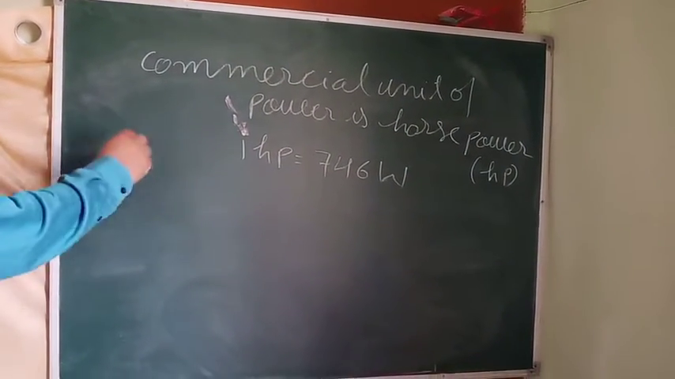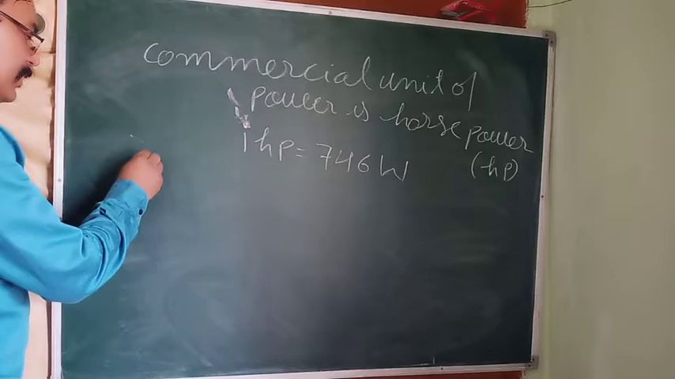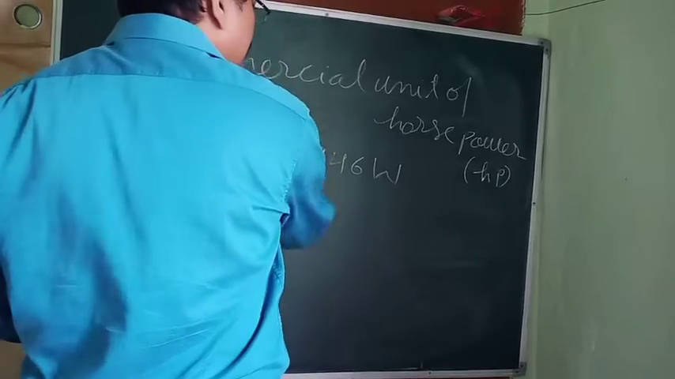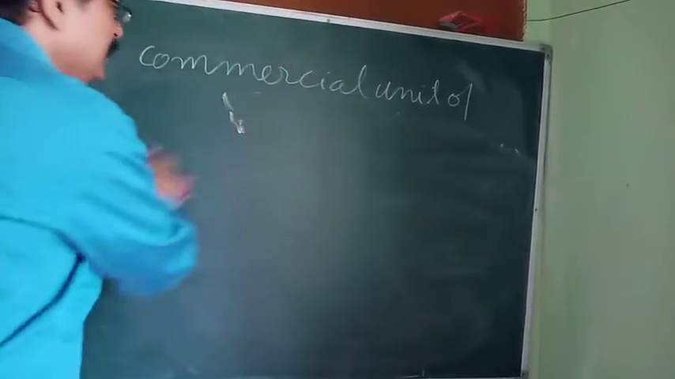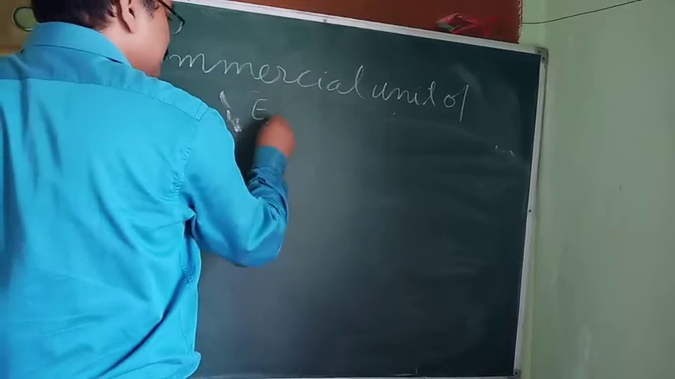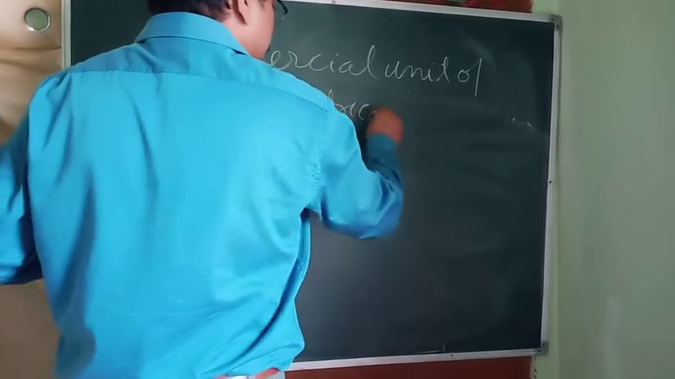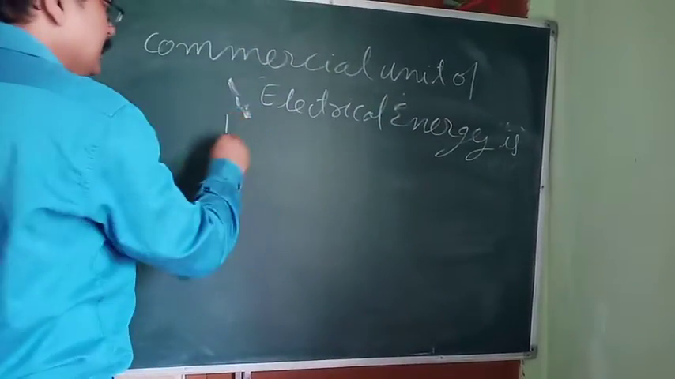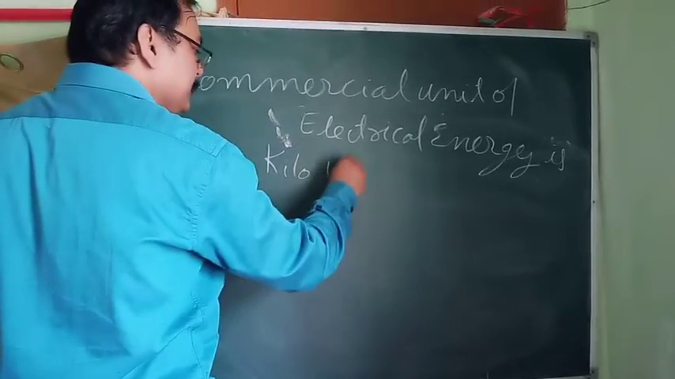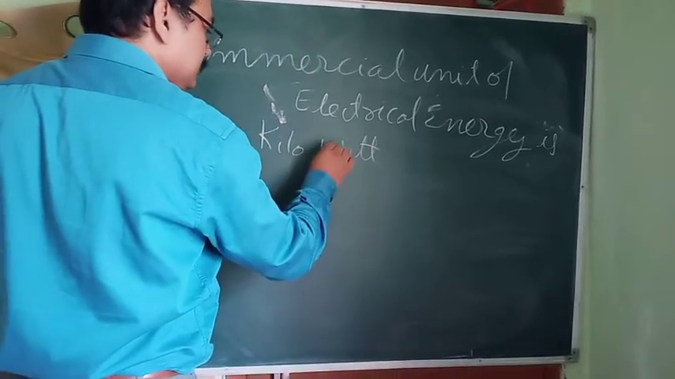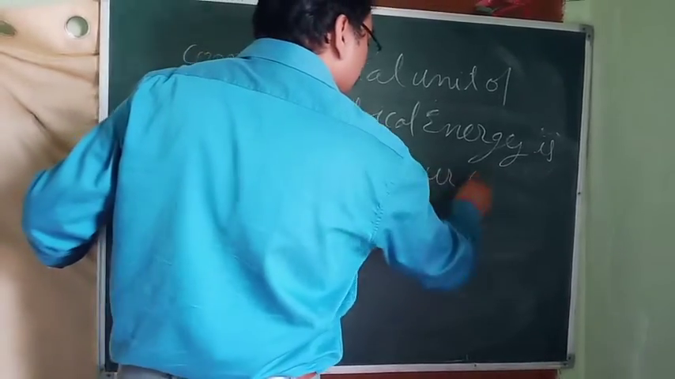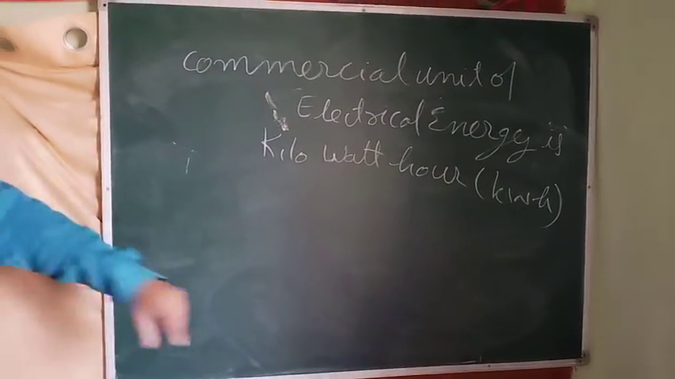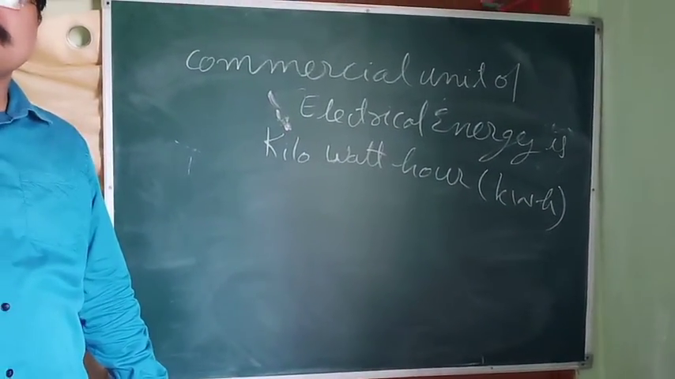In the same way, the commercial unit of electrical energy. See, power is there, then I am coming to the electrical energy. Energy is kilowatt hour. That we write kWh. Kilowatt hour. But by seeing this watt, many students think that it is the unit of power.